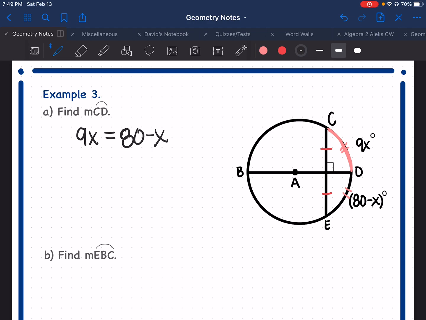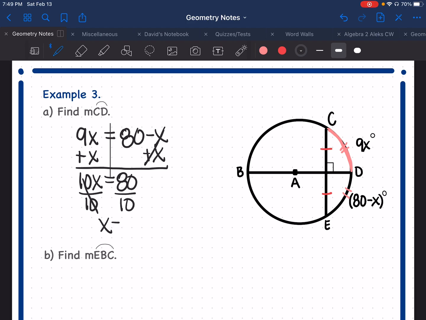Okay, I can go ahead and solve this problem. If I need to, I can drop my line through the center. It's not a bad idea. I'm going to move the like term over. 10x equals 80. Divide by 10. x is 8. I have to go back and plug it in. So this is going to be 9 times 8, 72 degrees. There's my answer.